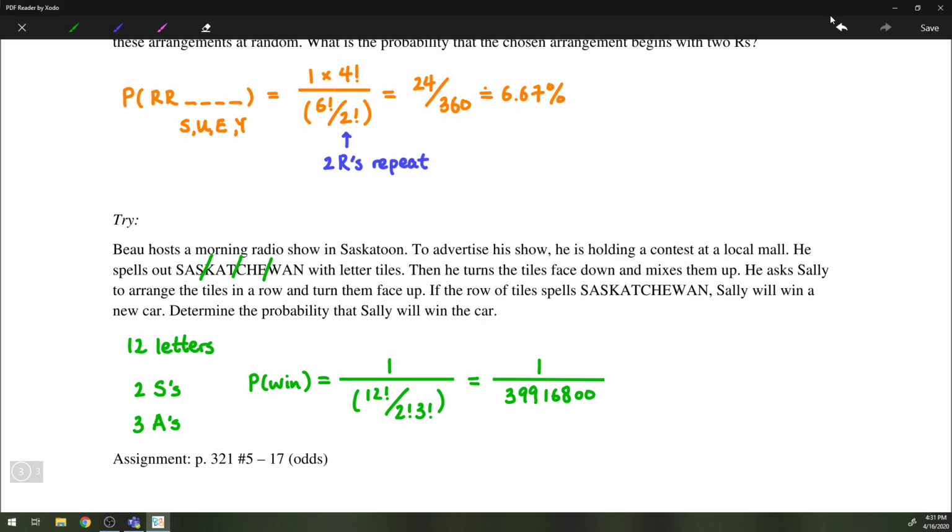And so that's it. We have looked at using various counting methods for probability, including permutations, combinations, permutations with repeated objects, and just factorials.